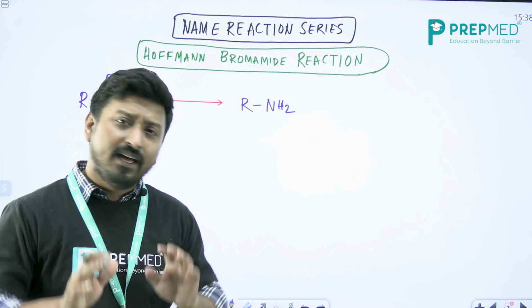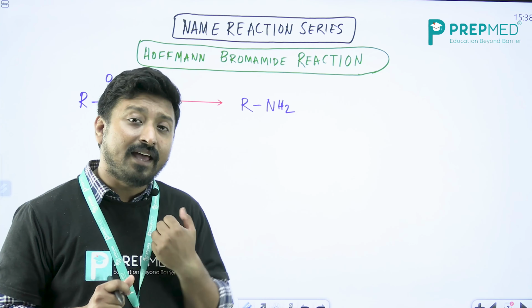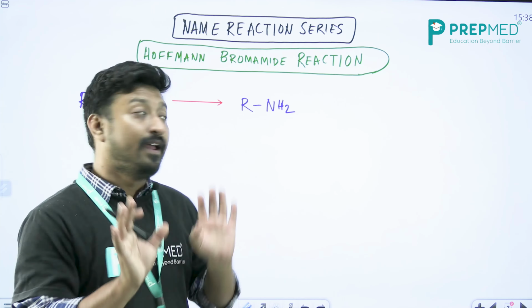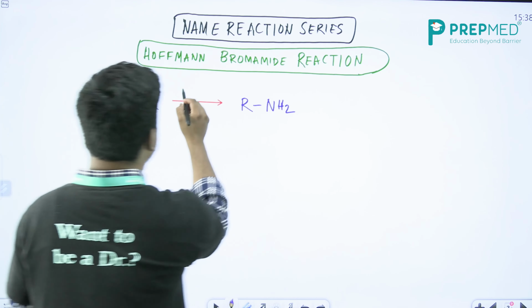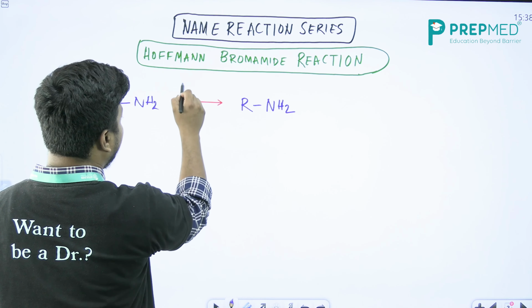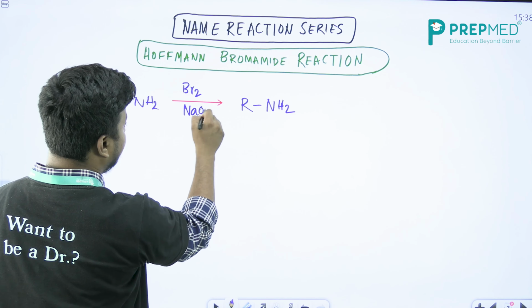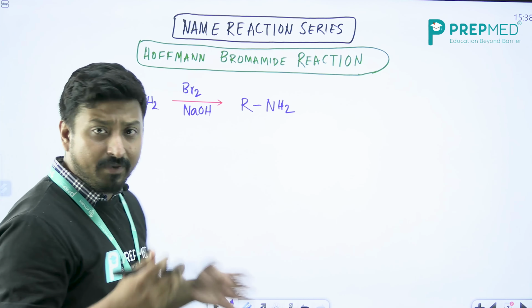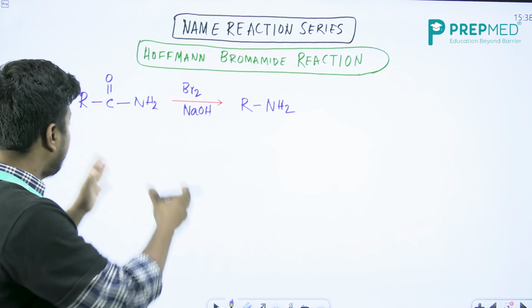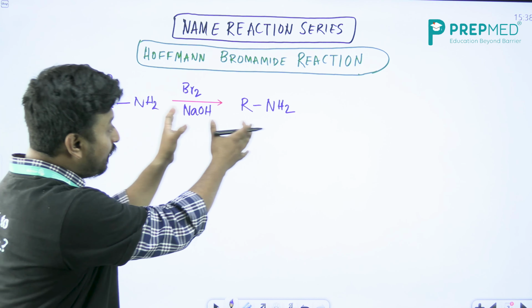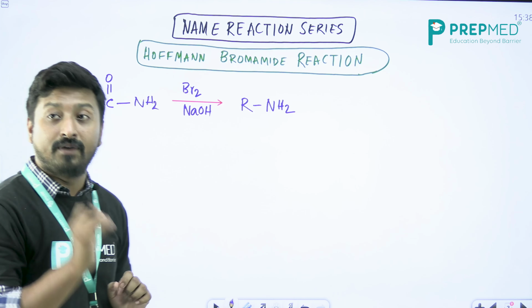This reaction is called the Hoffmann bromamide reaction. It's a very common reaction, and in your NCERT this reaction is given, and the reagent given for this reaction is bromine in presence of sodium hydroxide. In alkaline medium, you basically treat your amide, RCONH2, with bromine, and you basically get a primary amine.